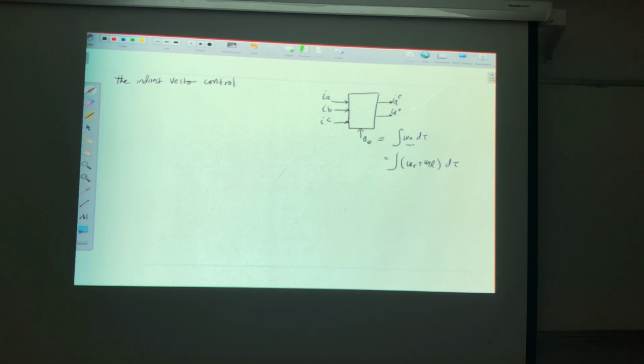So now let's discuss the block diagram of the indirect vector control. So we'll say that we have speed control. So this will be omega R reference. I will compare it with the actual omega R. Then this will go through what? A PI speed control.